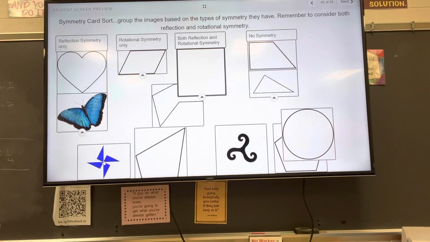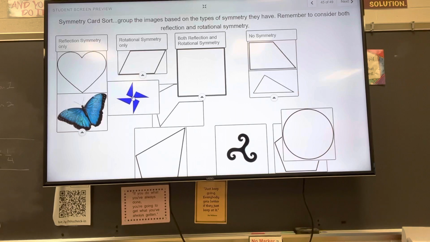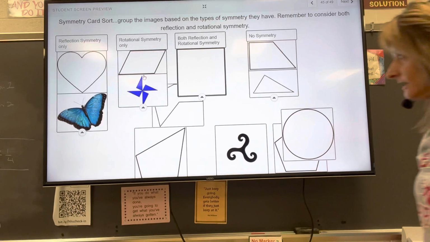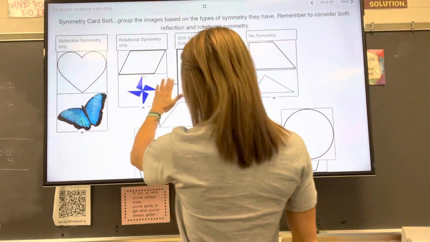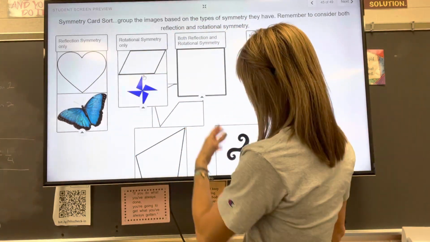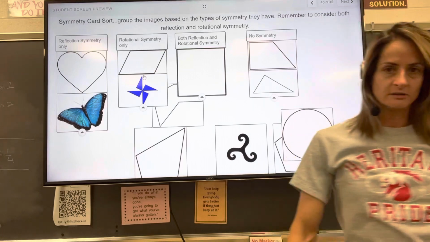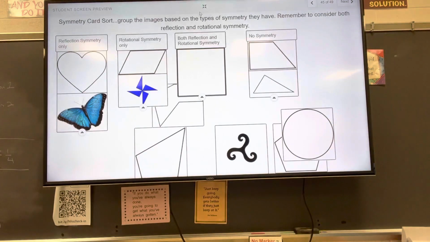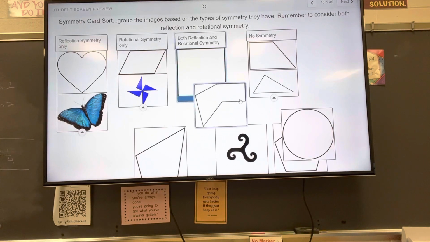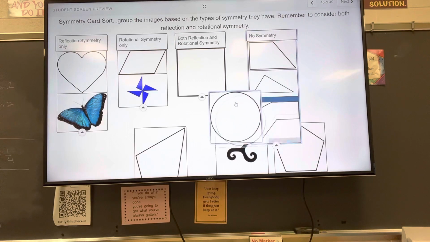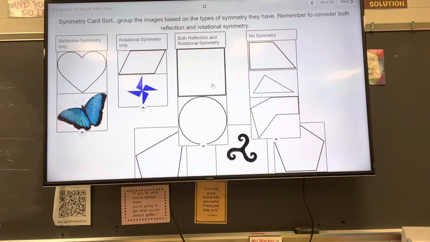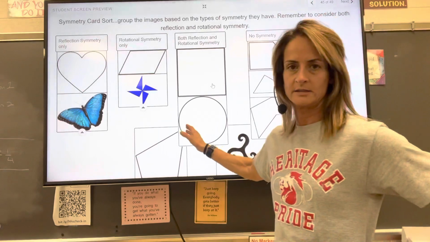There we go. This blue figure right here that looks kind of like a pinwheel, we can rotate that 90 degrees and have it map onto itself, but we can't fold it and have it map onto itself. So that figure has just rotational symmetry. This one's clearly got none. The circle has both, because we can fold it and we can rotate it to look exactly the same.